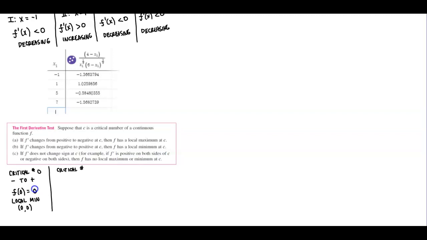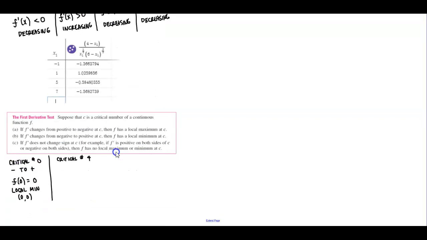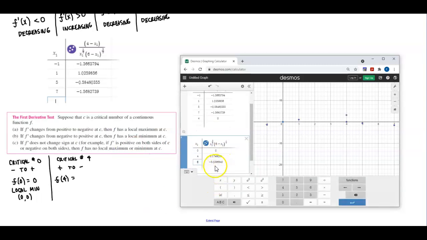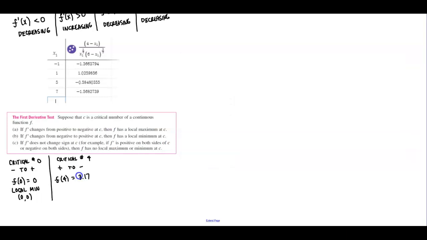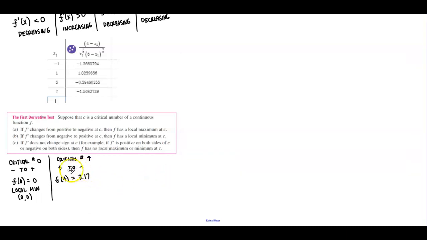Okay, let's take a look at the critical number 4. It's going from a positive to a negative. So we want to find f of 4. Let's plug that into our calculator. If we put in 4, we get 3.1748021, so let's say 3.17. Since it's going from a positive to a negative, this represents a local max. So this is at (4, 3.17).